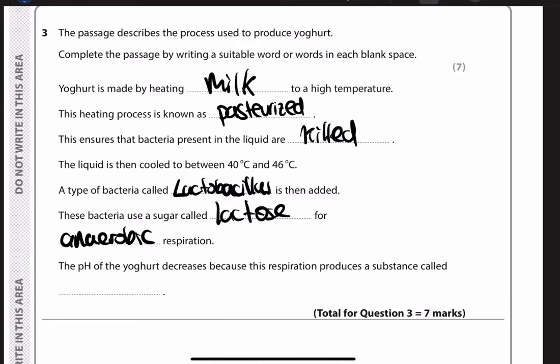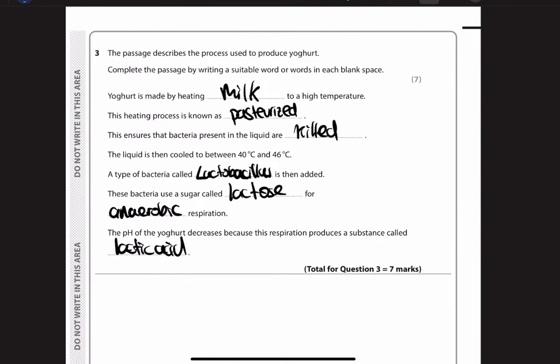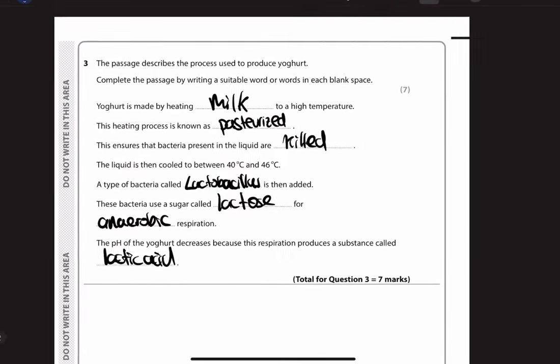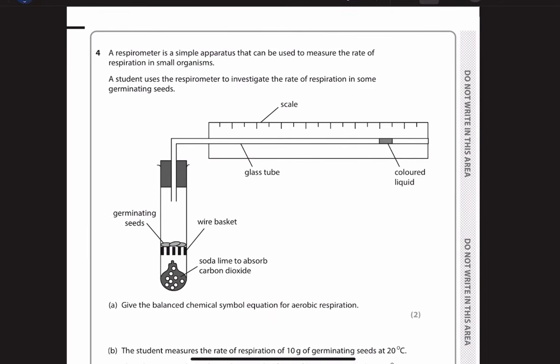But why is it anaerobic? Well, anaerobic respiration has a certain byproduct that's useful because the pH of the yogurt decreases, right? We want it to decrease because the respiration produces a substance called lactic acid, right? So we want the pH to decrease. That's why you might see your yogurt is a bit sour sometimes. It's because of this lactic acid.